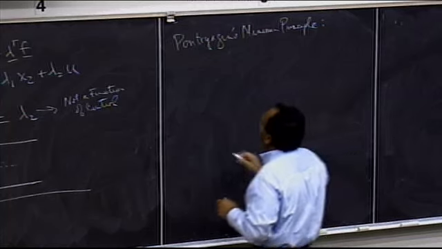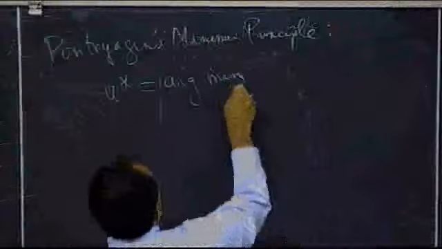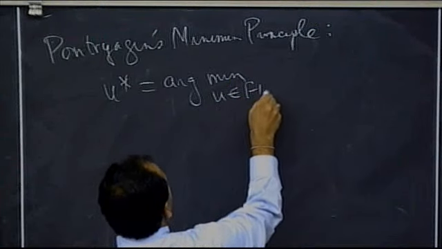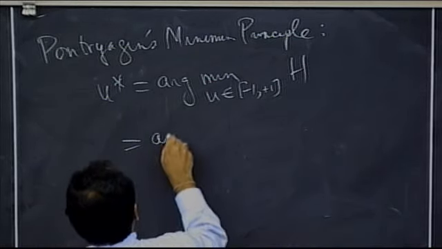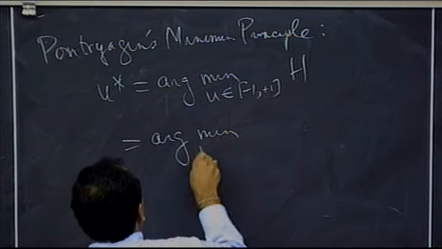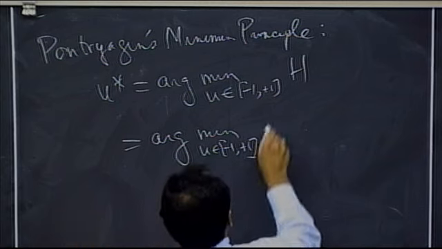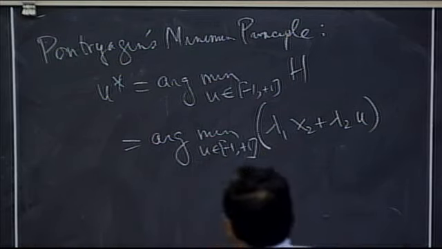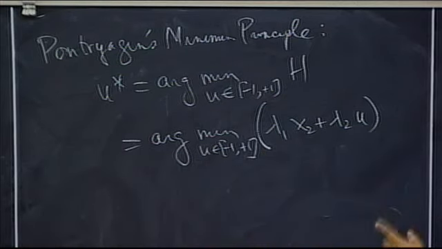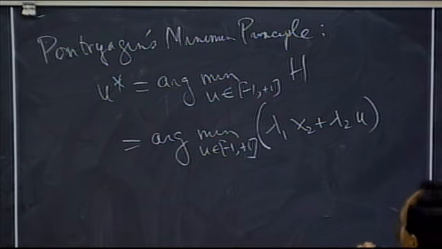So here we go. We know that the optimal control is the argument of the minimum over u in the interval -1 to +1 of H, which is equal to the argument of the minimum over u in -1 to +1 of what? Well, the Hamiltonian is λ1 x2 plus λ2 times u. So what this says is, find me the value of the control that at every point in time minimizes the Hamiltonian.